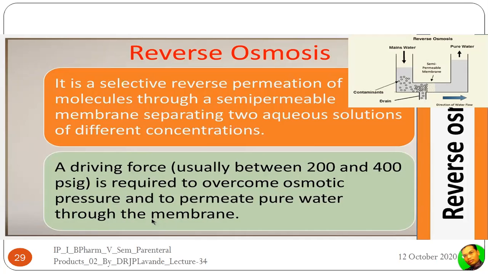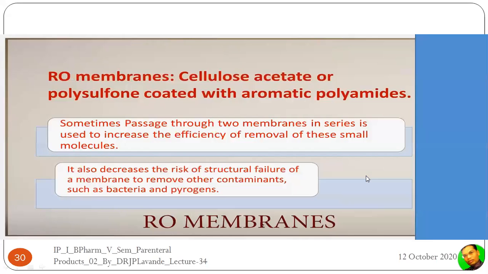Now, reverse osmosis, what is it? It is a selective reverse permeation of molecules through a semi-permeable membrane separating two aqueous solutions of different concentrations. A driving force, usually between 200 to 400 psig (pounds per square inch gauge), is required to overcome the osmotic pressure and to permeate the pure water through the membrane. So how much driving force is required? 200 to 400 psig in the case of reverse osmosis.